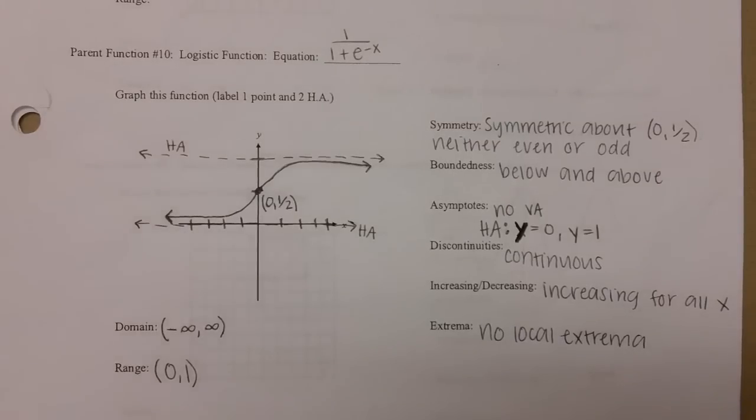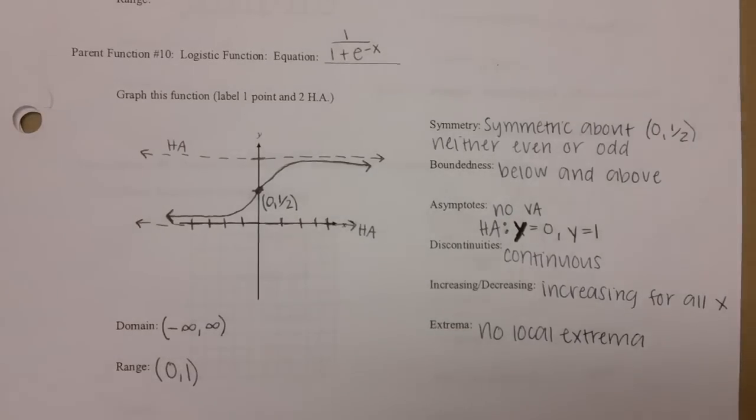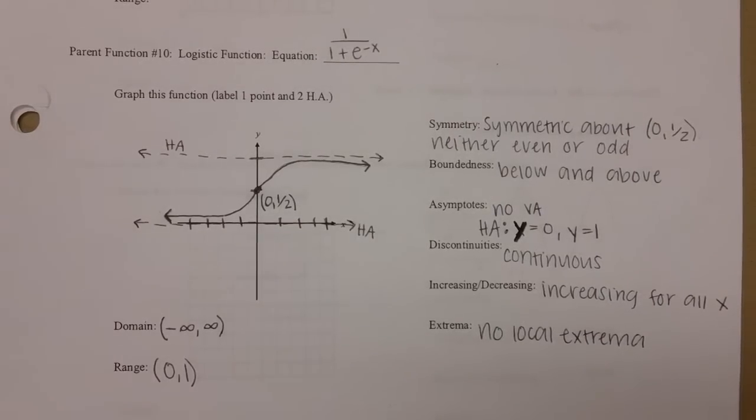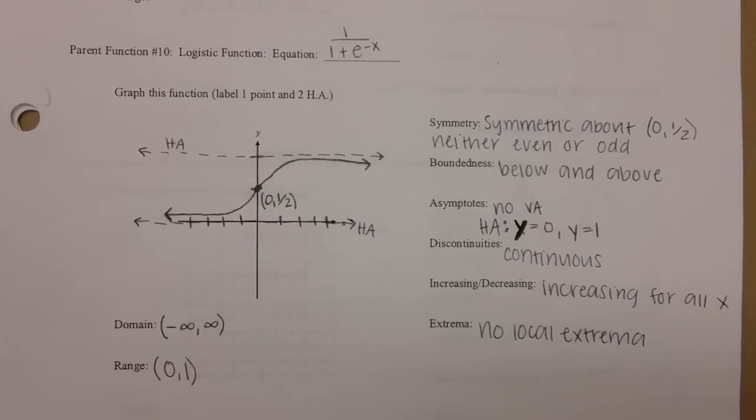The graph is neither even nor odd symmetric, but is symmetric around (0, 1/2). It is also bounded below and above. The graph is continuous but has no extrema. The graph is also increasing and has no vertical asymptotes, but it does have horizontal ones at y equals 0 and y equals 1. Yay!